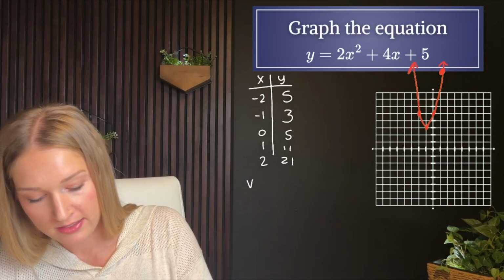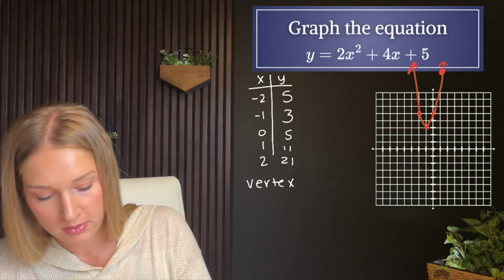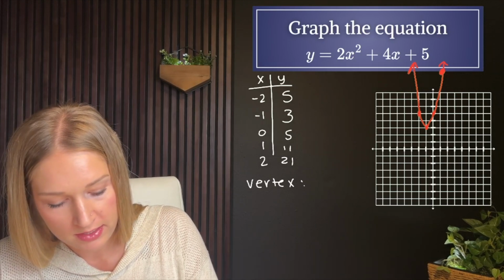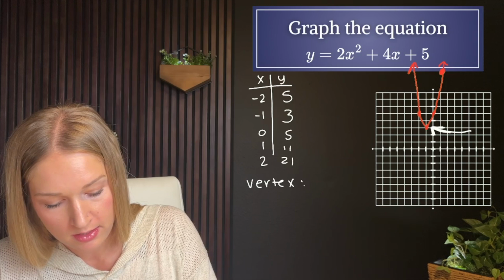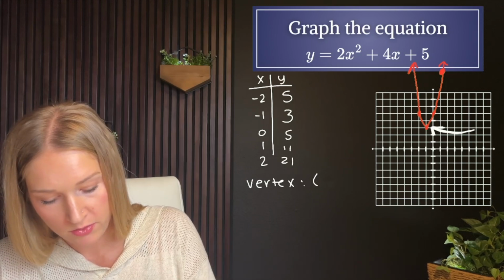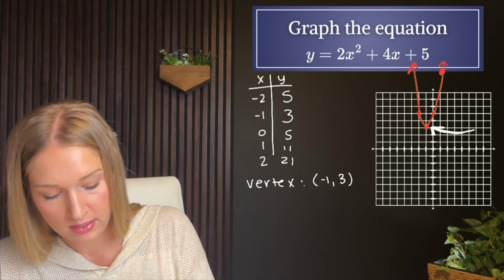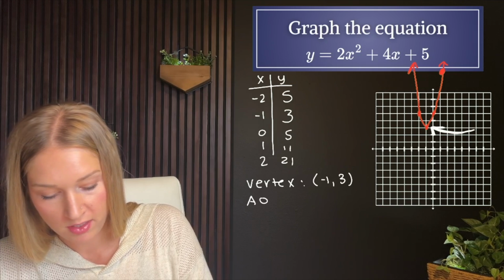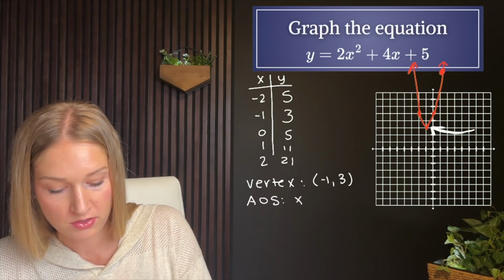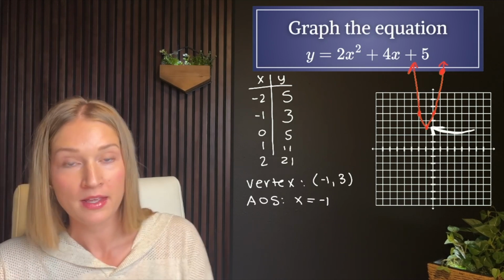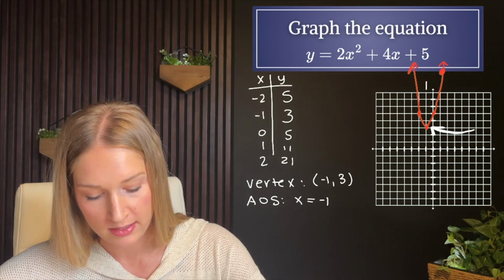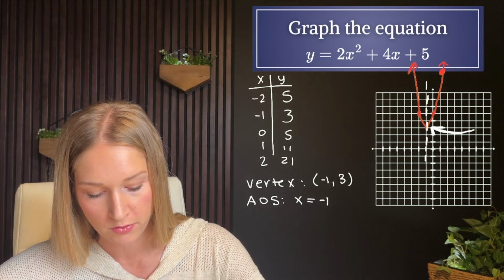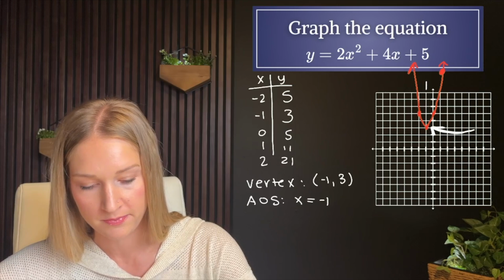My vertex is at the bottom. The point that I'm looking for is this one right here, and that point has the coordinates -1, 3. So my axis of symmetry, I'll abbreviate AOS, is the equation x equals -1. And that just gives us that vertical line that goes straight down through your vertex.